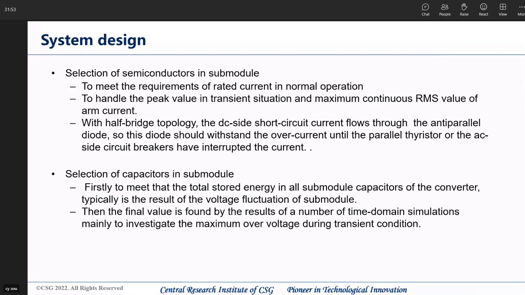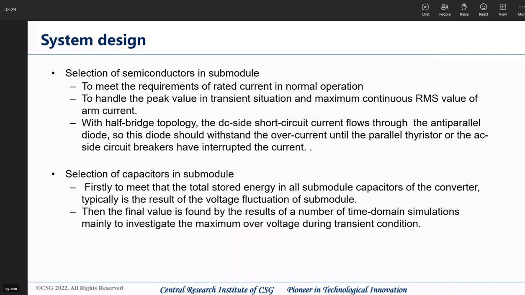When selecting the semiconductors, we considered the following aspects. First, the semiconductors should meet the requirement of rated current in normal operation and stand the peak value in transient situations. Second, with half-bridge topology, the DC side short-circuit current flows through the anti-parallel diode. So the diode should withstand the overcurrent until the parallel thyristors or the AC side circuit breakers have interrupted the current.